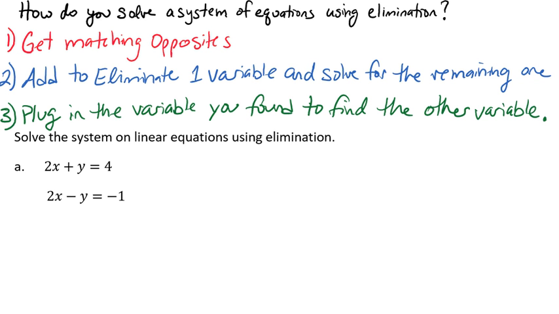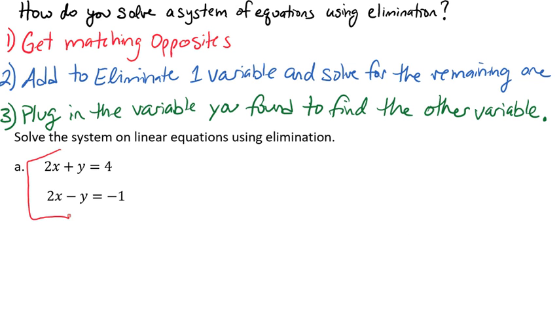So here we're going to solve the system of linear equations using elimination. Our equations are 2x plus y equals 4 and 2x minus y equals negative 1. So we want to get matching opposites. A matching opposite would be like if I had a 3x and a negative 3x, because they're matching, but they're opposites. And when I add them together, it gets me a 0. So that's what I'm looking for.